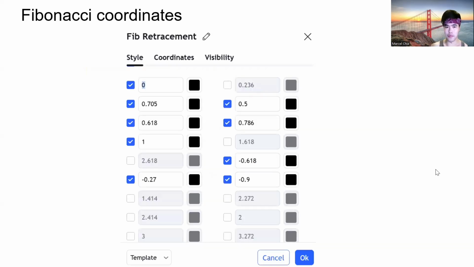So with that, this is the Fibonacci coordinates that I promised that I'll share just now. So you guys can pause the video for a bit to just take down the values that I use.